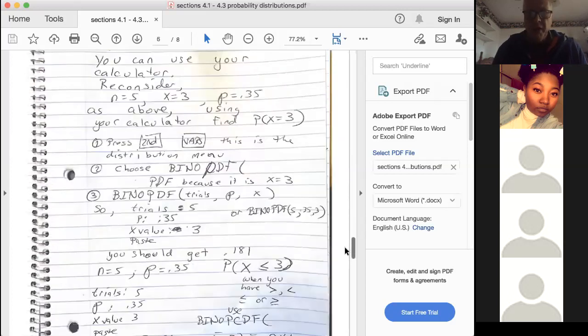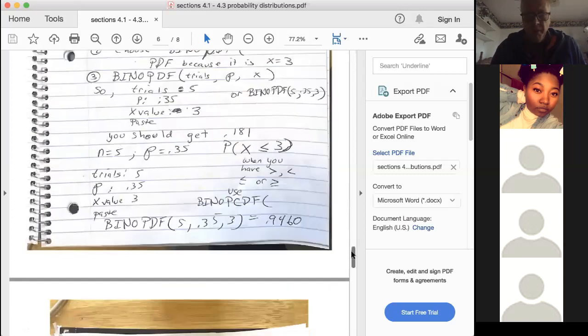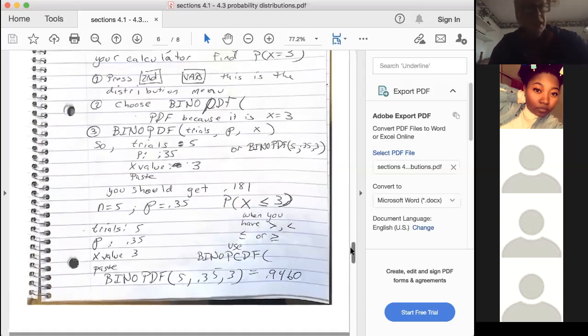Now here's what you do have to do. You're going to have to use the binomial distribution function. The binomial distribution function is under the second function of the vars key, which is called the distribution menu. If you look on your calculator and locate the vars key, it is right under the arrows, right next to clear. And above it, it says distr.